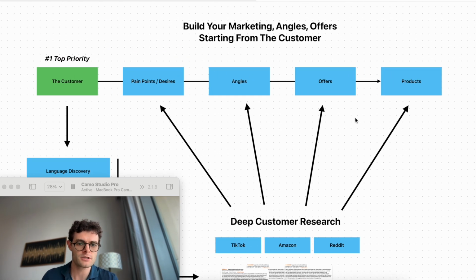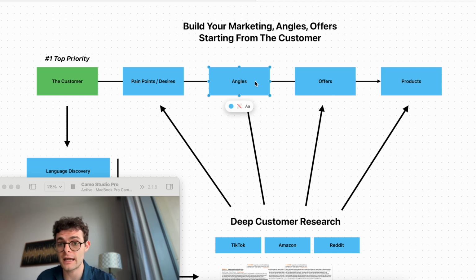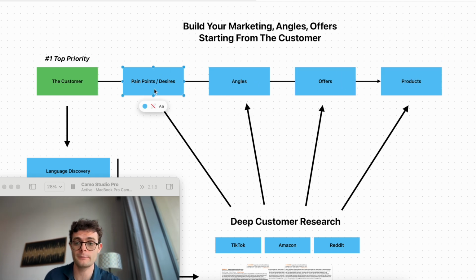and stick with me. So how most people actually think about products and offers and launching ads is that they start with the product, then they try to craft an offer, and then they try to craft an angle, then they want to craft a desire or a pain point, and then they randomly come across a customer. In my opinion, you should build marketing angles and offers by starting with the customer. The customer should be your main priority.